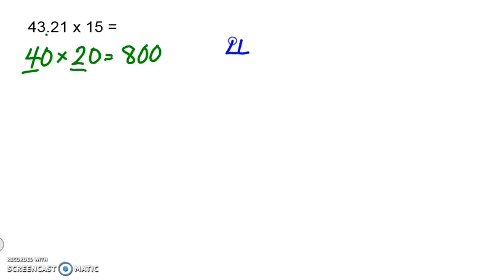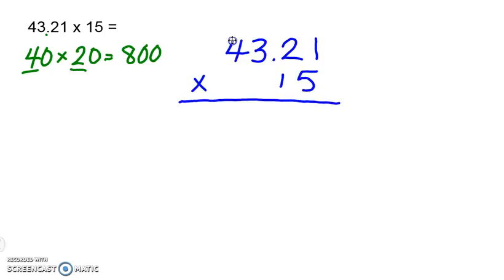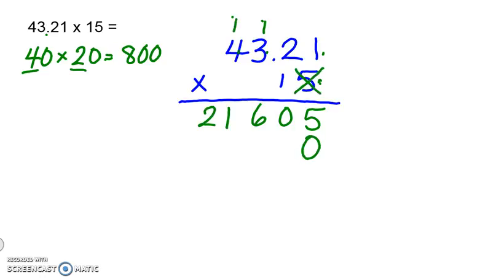So I have 43 21/100 times 15. Again, I'm going to multiply this as if my decimal point was not even there. So I'm going to completely ignore it and think of this problem as 4,321 times 15. 5 times 1 is 5. 5 times 2 is 10. 5 times 3 is 15, plus 1 more is 16. 5 times 4 is 20, plus 1 more is 21. I'm done with my ones place, so I will hold that value.